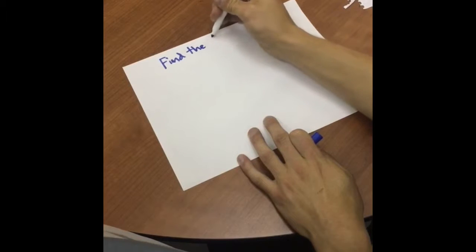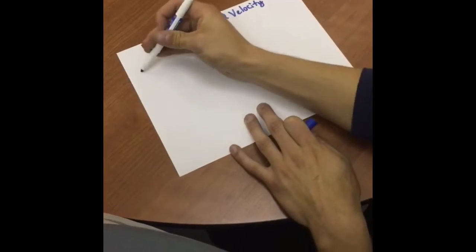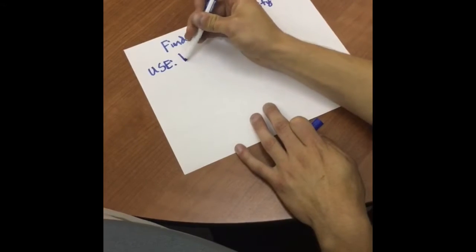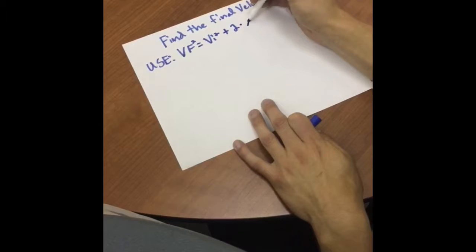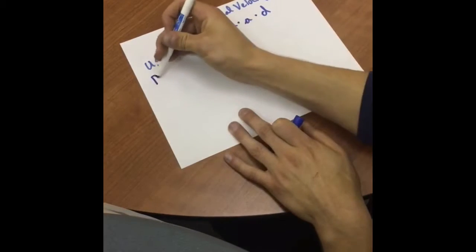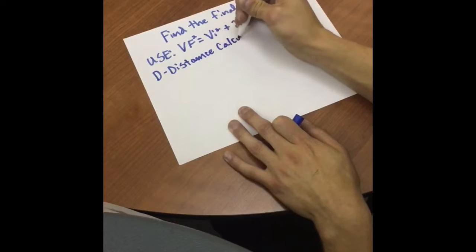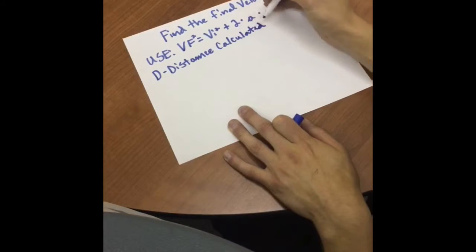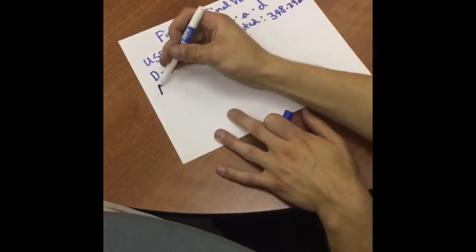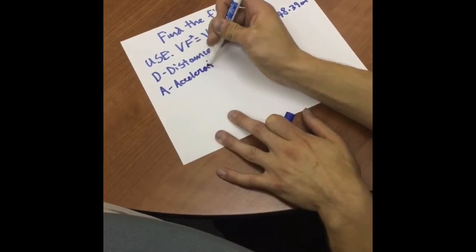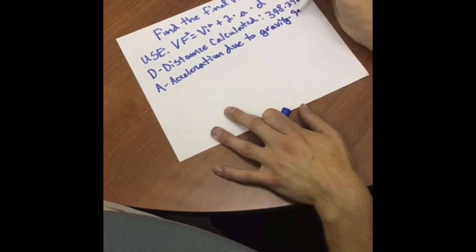So to find the final velocity at impact, we use another big four equation. The velocity final squared equals the initial velocity squared plus 2 times acceleration times distance. In this equation, we use our calculated distance, which we found to be 348.39 meters. We also use the acceleration due to gravity, which is 9.8 meters per second squared.